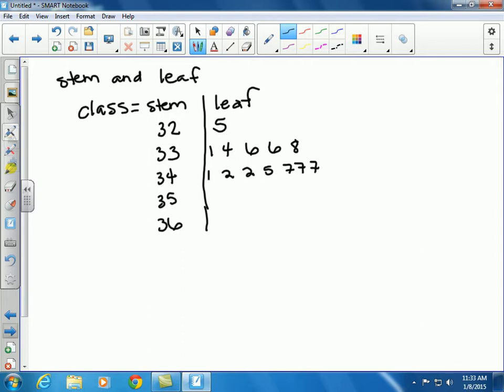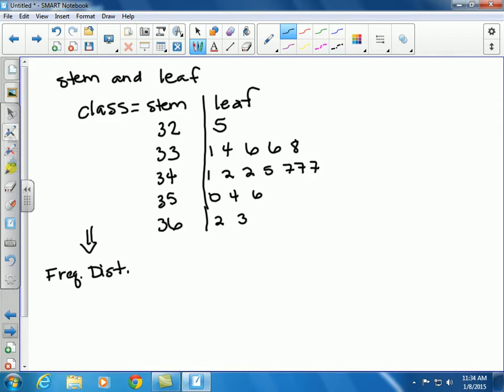It's just a different way to organize it. I had a 35.0, a 35.4, and a 35.6. And then I have a 36.2 and a 36.3. Okay, now with that stem and leaf, I can turn this into sort of a frequency chart. So I'm going to then take this and turn it into a frequency distribution, which we have done before.